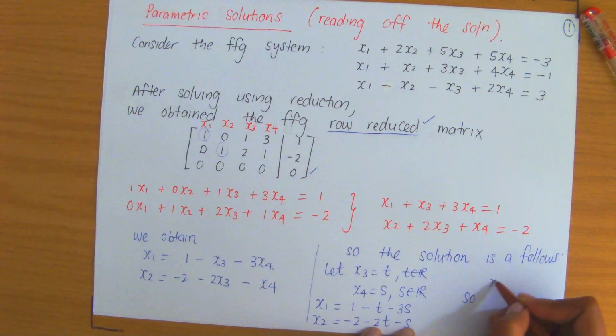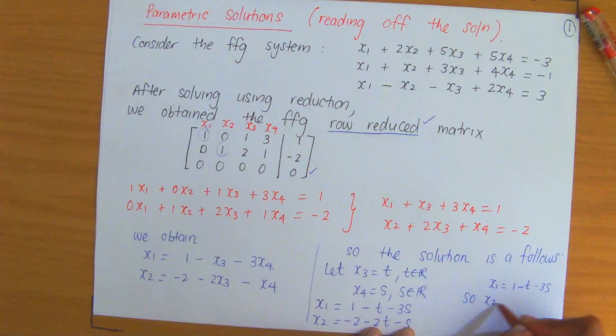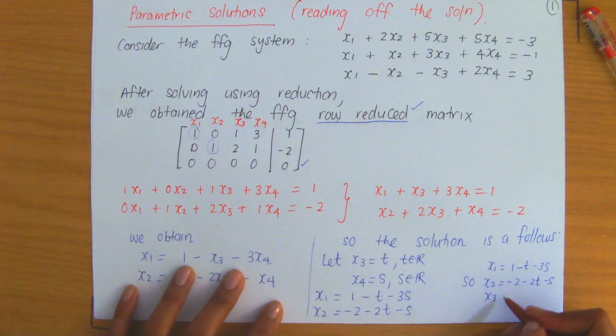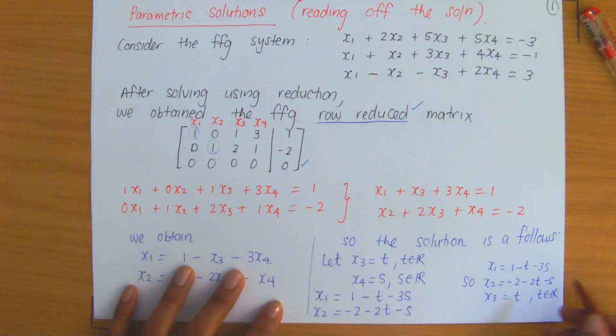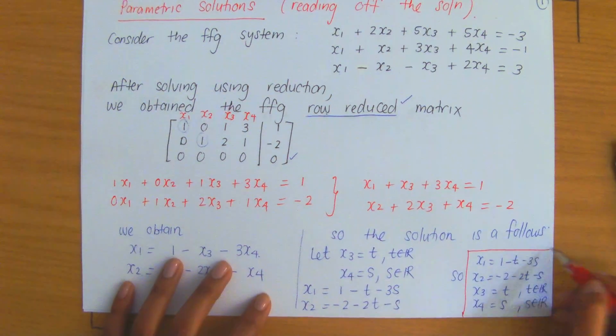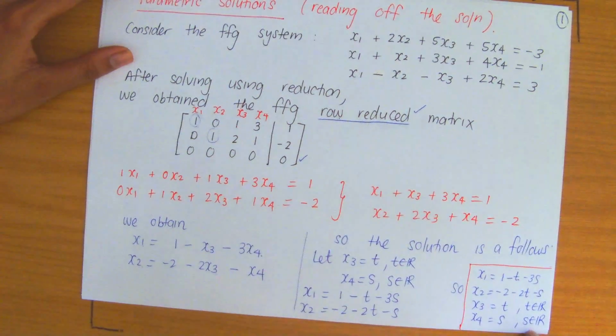So we have that x1 equals 1 minus t minus 3s, x2 equals minus 2t minus s, x3 equals t, where of course t is an element of the real numbers, so that must be known, and x4 equals s, where s is an element of the real numbers. So this is your final solution, that which I've written in the boxed area at the bottom.